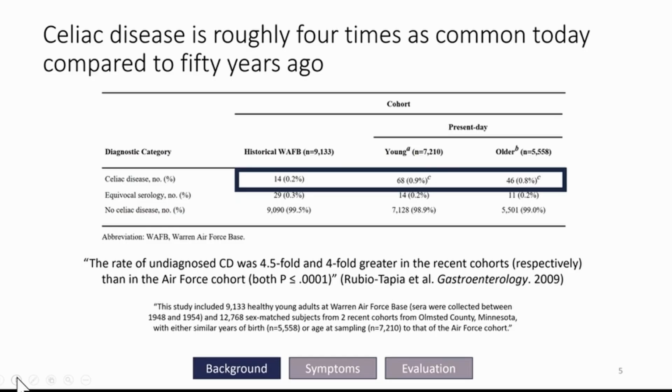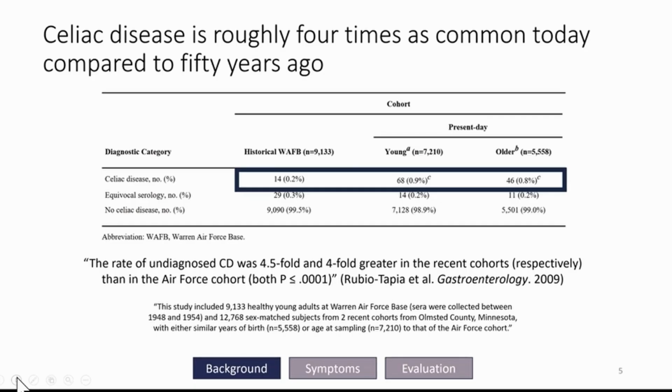Essentially what they've done, they had some blood samples from folks at the Warren Air Force Base about 50 years ago, and then they collected some samples in similar individuals today. They tested all these blood samples for celiac disease, and they found, if we're looking at the really dark, thick rectangle here, you can see in the historical cohort that the prevalence was about 0.2% back around 1950s or so.